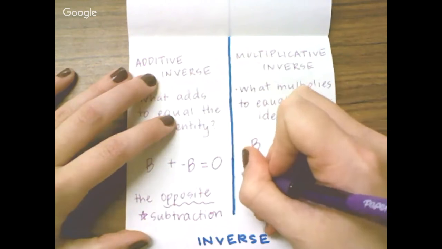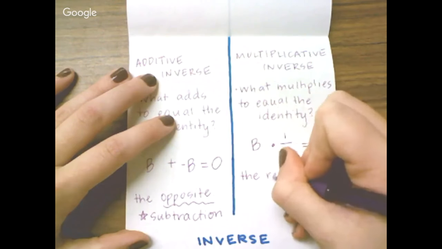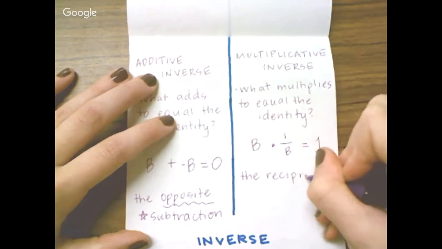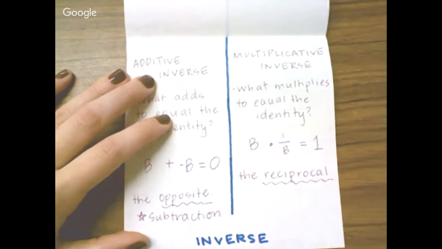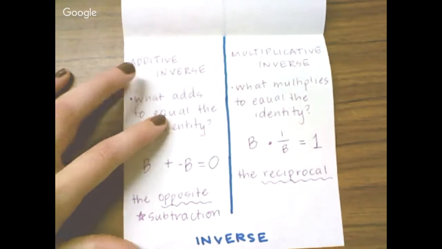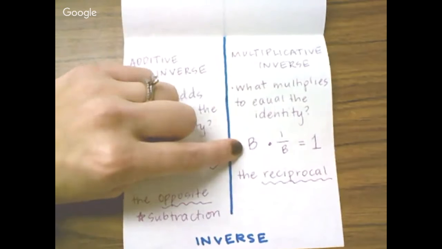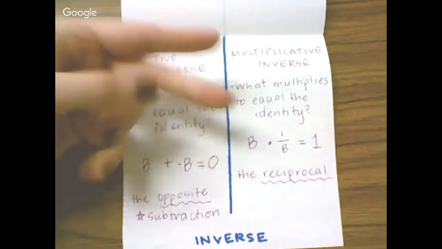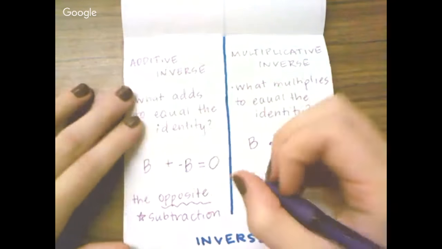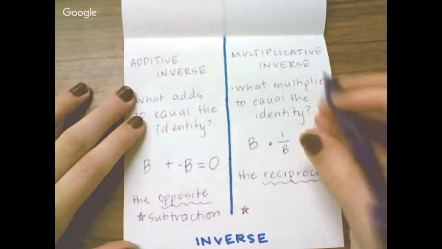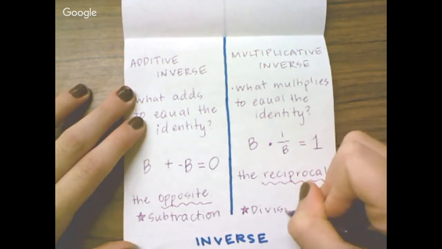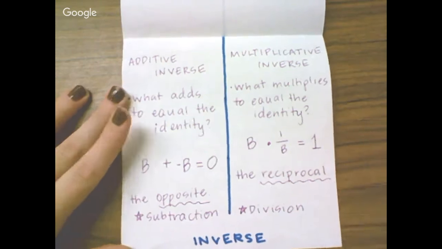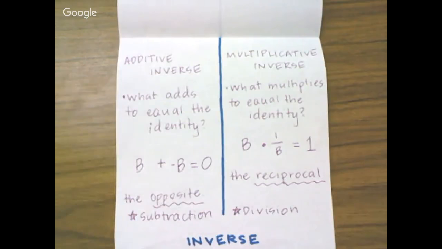This is called the reciprocal. What this means is if I take my number and I flip it, that is the reciprocal. Operation-wise, the inverse of multiplication is division. We use these inverse operations when we're solving our equations.